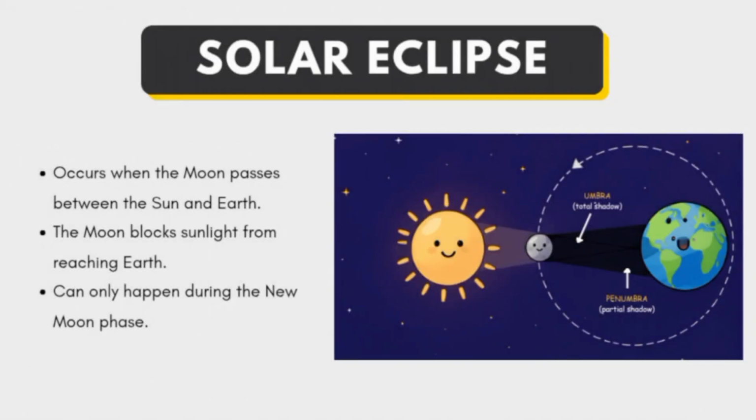Solar eclipse occurs when the moon blocks sunlight from the sun and casts a shadow in space. This happens when the moon is positioned between the sun and the earth during the new moon phase. For a solar eclipse to occur, the sun, moon, and earth must be perfectly aligned in a straight line. However, this is rare because most of the time the moon's shadow does not fall on the earth. Therefore, a solar eclipse does not happen in every month.